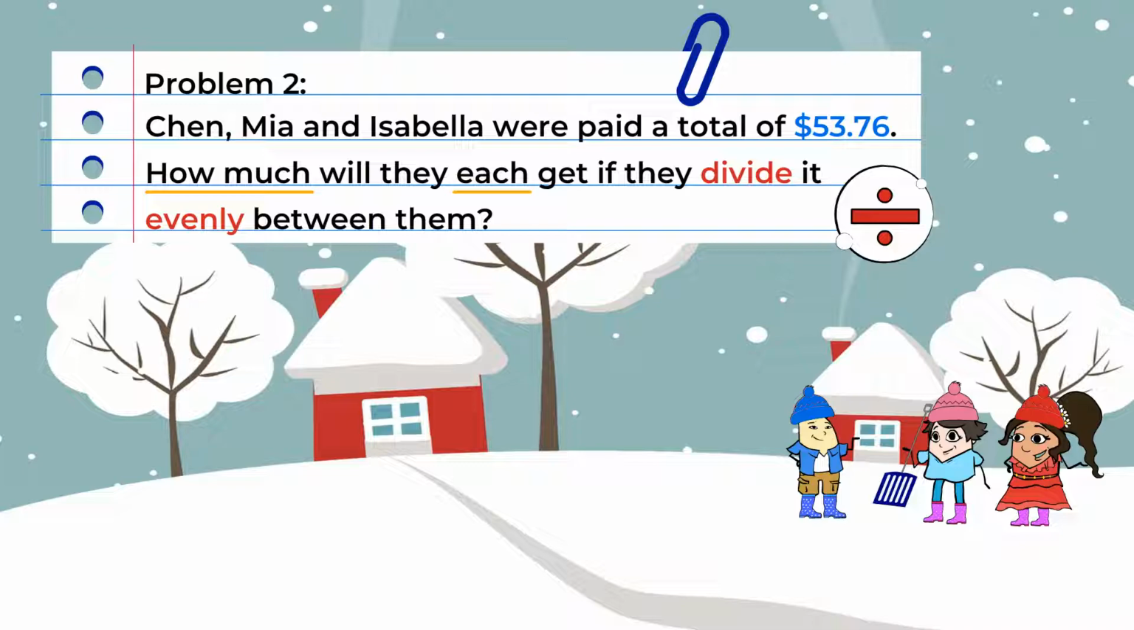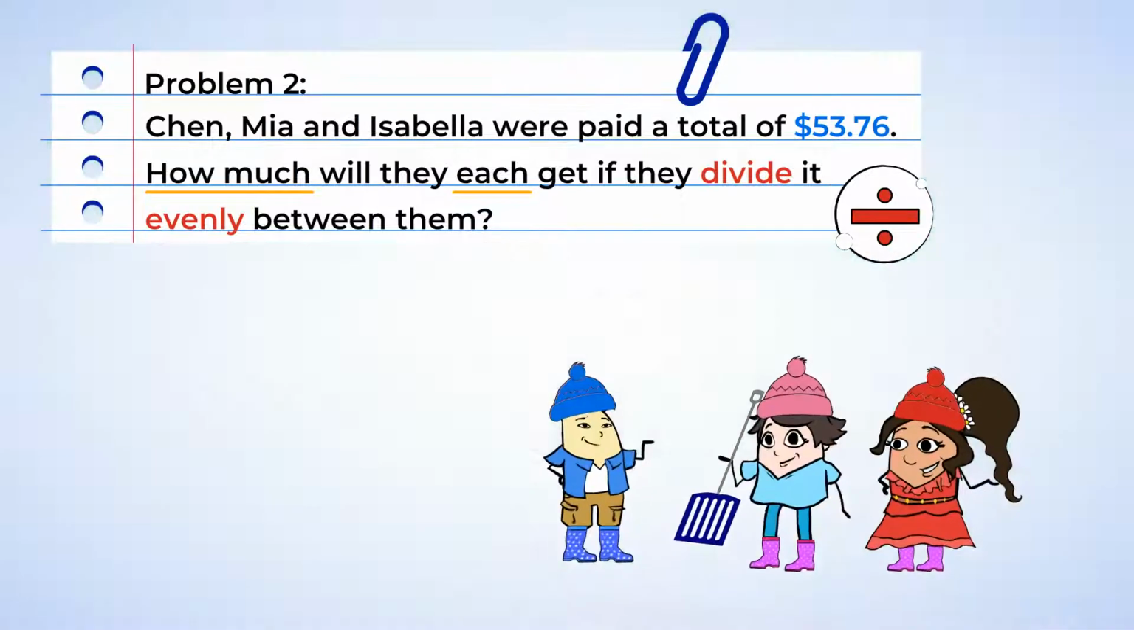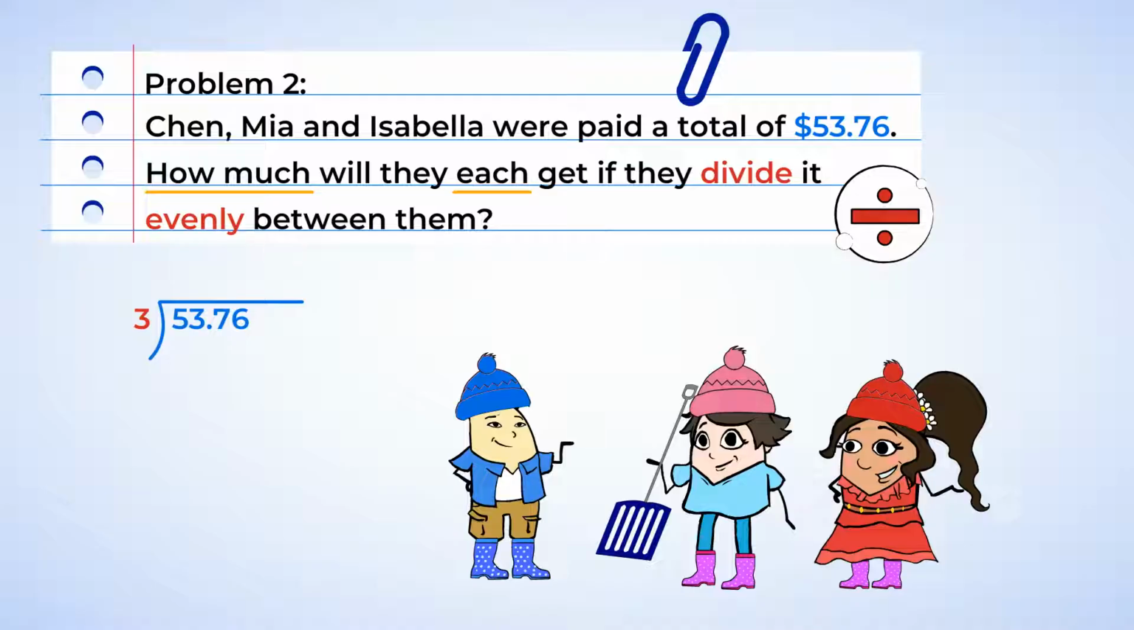Now let's start by setting up the division problem. We need to divide $53.76 by 3 people. Alright, we can do this. Now there's 1 3 in 5 with a remainder of 2. So we place the 1 over the tens place, and next we bring down the 3. There are 7 3s in 23 with a remainder of 2. So we place the 7 in the ones place, put a decimal point on the answer line matching the dividend.